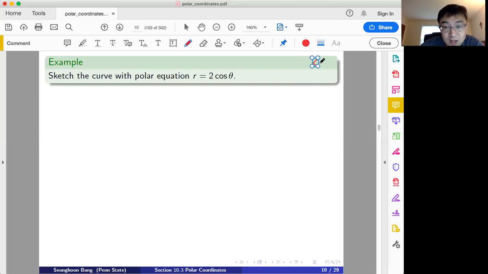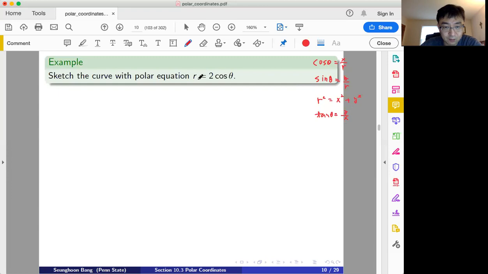What is cosine theta? Cosine theta is x over r. What is sine theta? Sine theta is y over r. What is r squared? x squared plus y squared. What is tangent theta? Tangent theta is y over x. We can use the relation between polar coordinates and Cartesian coordinates.